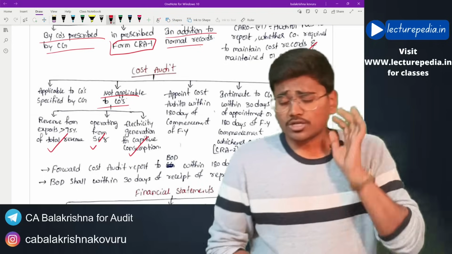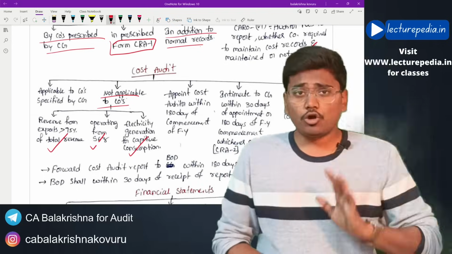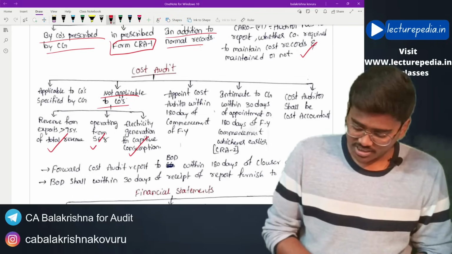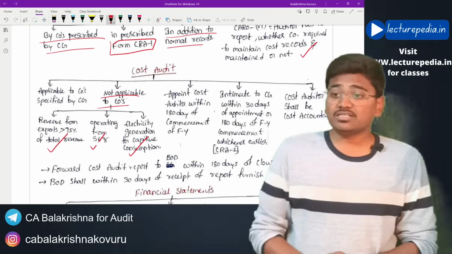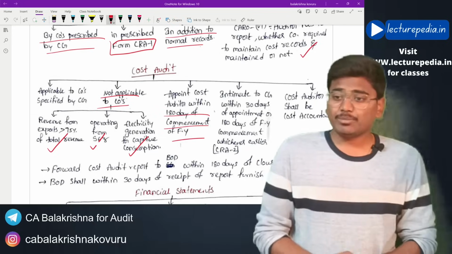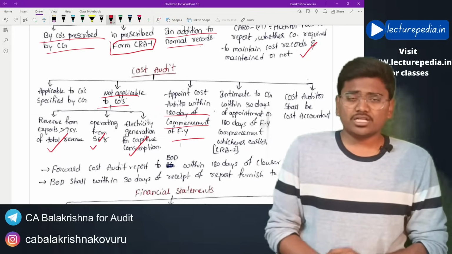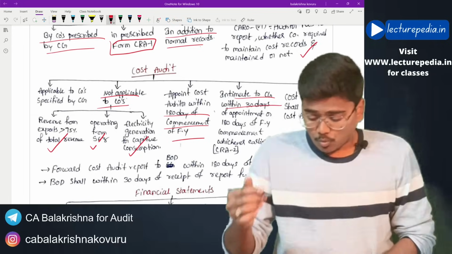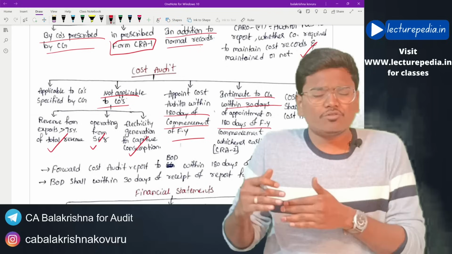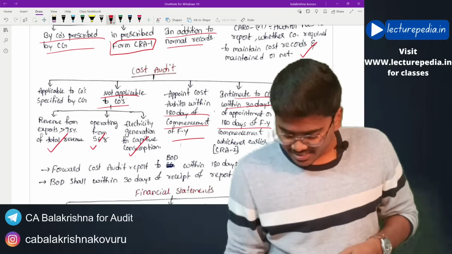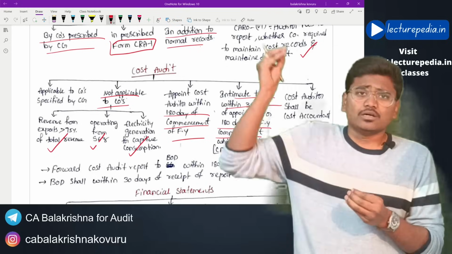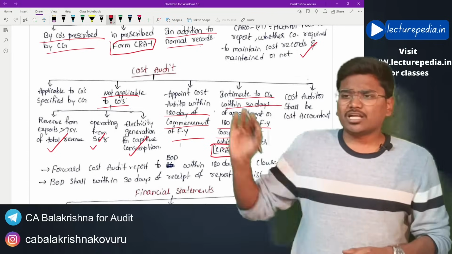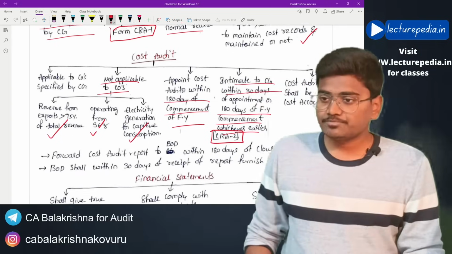The companies for whom cost audit is applicable have to appoint a cost auditor, and the qualification of the cost auditor is that he should be a cost accountant, CMA, cost management accountant. The cost auditor has to be appointed within 180 days from the commencement of the financial year. After appointing the cost auditor, intimate the central government within 30 days of appointment or 180 days of commencement of the financial year, whichever is earlier. This intimation has to be given in the format CRA 2. Hope this is clear.